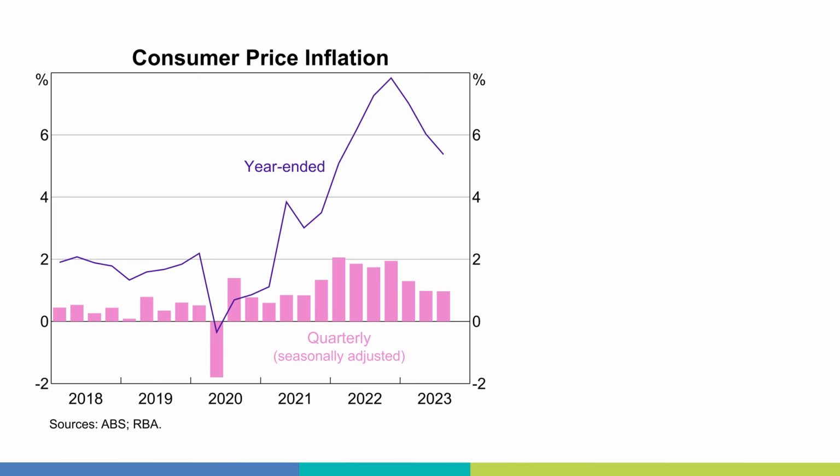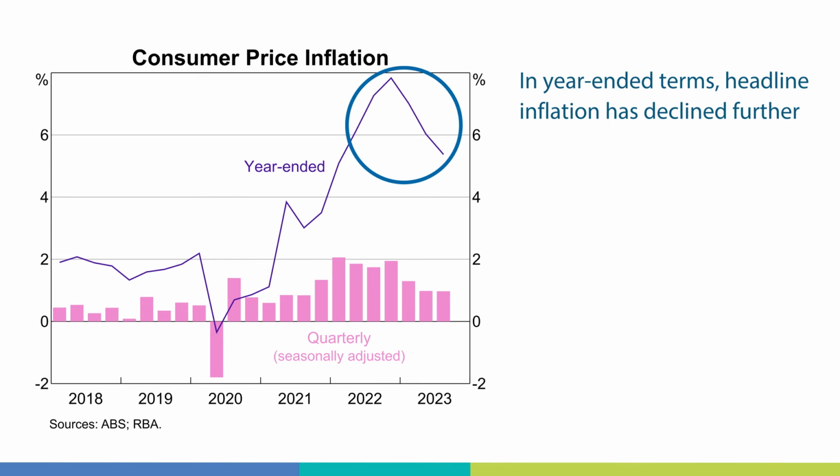Turning now to inflation. The Consumer Price Index increased by 1% in the September quarter in seasonally adjusted terms and by 5.4% over the year. This means, in year-ended terms, headline inflation has declined further. Underlying inflation, which removes the effect of irregular or temporary price changes, also eased further over the year, but this decline was less than expected in the September quarter, as services inflation remained high amid strong domestic cost pressures and still robust aggregate demand. Services inflation, including rents, has increased in recent quarters and is now contributing to a large proportion of inflation overall. Let's dig a bit deeper on services inflation.